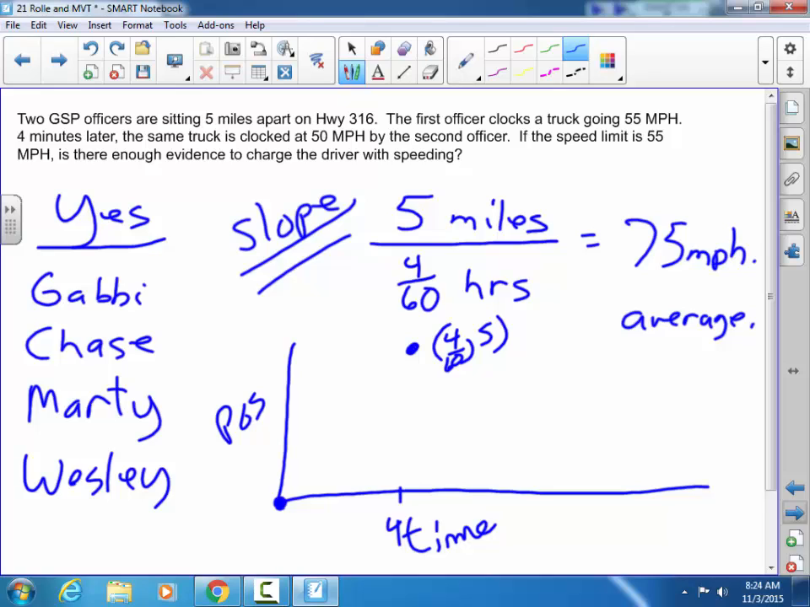Now, it makes sense that if his average in here is 75, then somewhere he had to be going 75. Does that make sense? Somewhere he was probably going less, somewhere he was going more, but we don't know what this would look like. He might have been going along real slow and then got real fast and then got real slow. But somewhere in here, he had to be going 75 miles an hour.